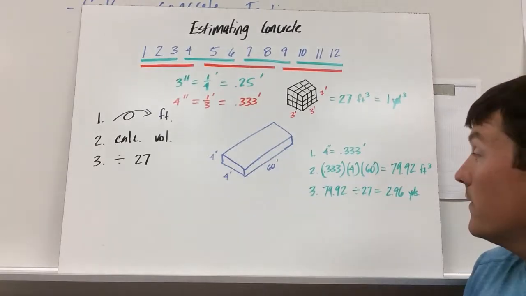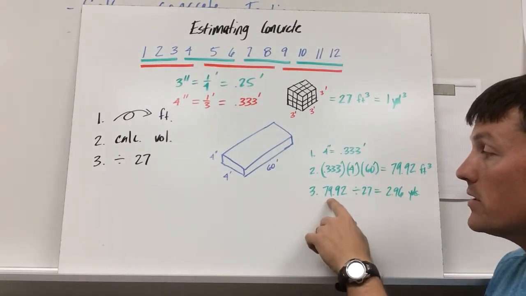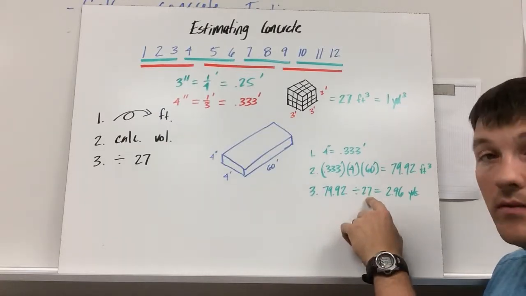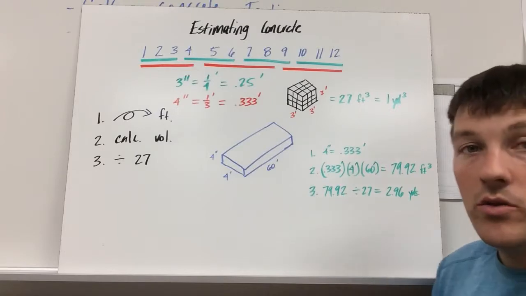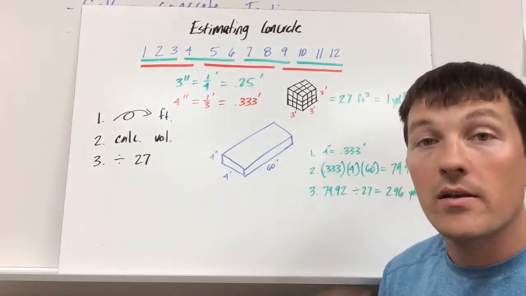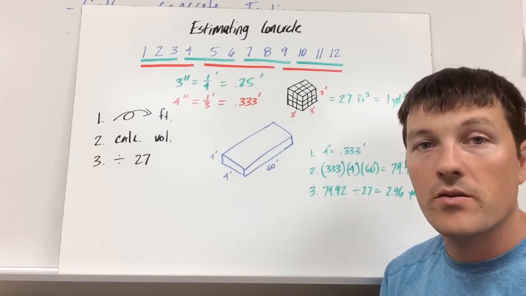79.92 cubic feet. And lastly, we're going to take that 79.92, divide by 27, and that gets us 2.96 yards. You would call the concrete plant and say, I need 3 yards of concrete. So that's how you calculate concrete.